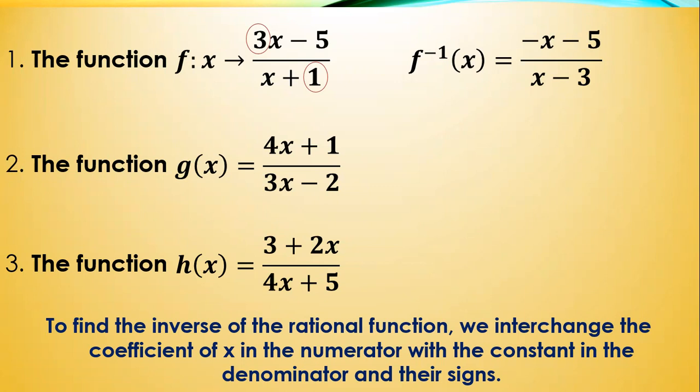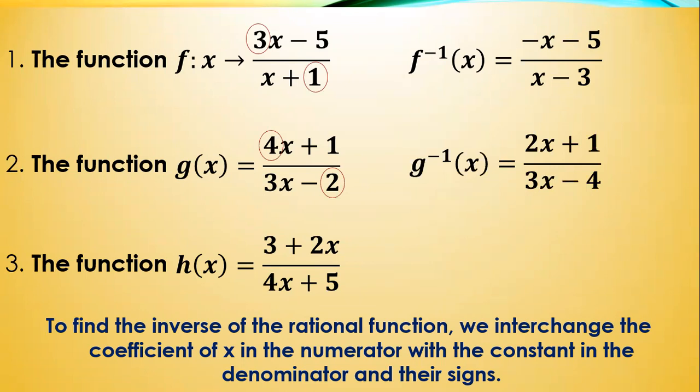Given the function g of x is equal to 4x plus 1 all divided by 3x minus 2, we are going to interchange the coefficient of x in the numerator with the constant in the denominator, meaning that they are going to switch places, and then we are going to change their signs. Good job. Our final answer, the inverse of the function g of x is equal to 2x plus 1 all divided by 3x minus 4.